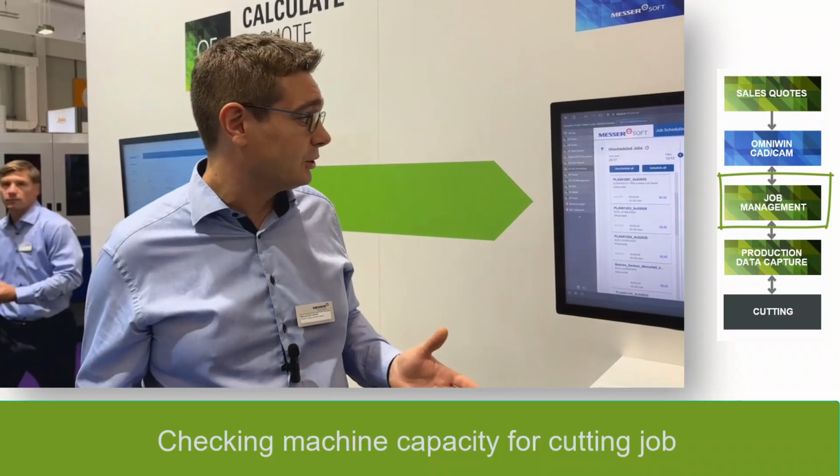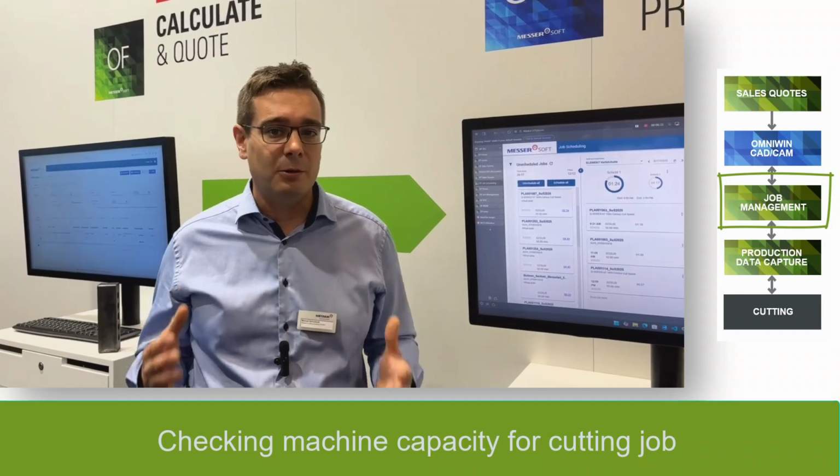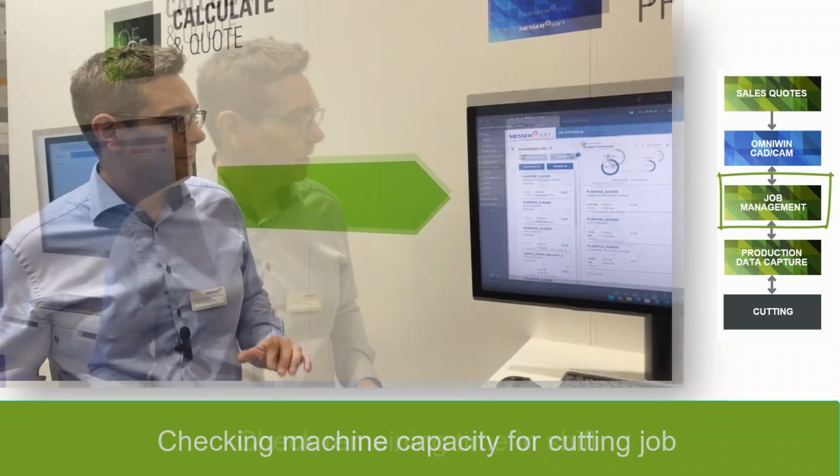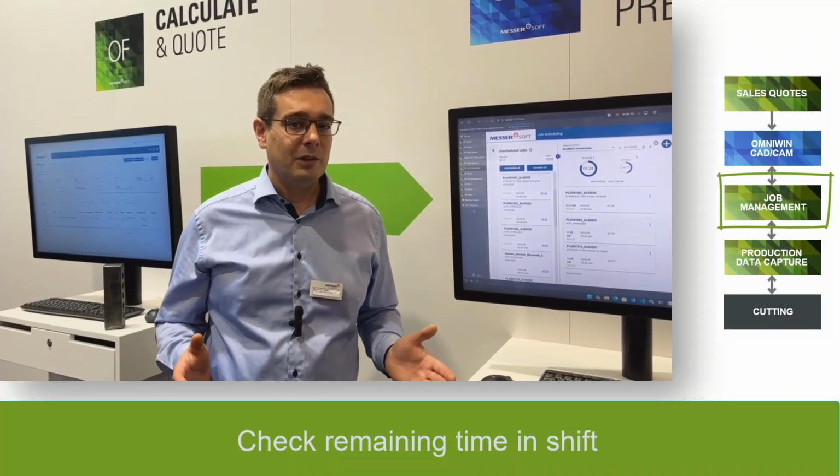After we were able to look at our work list in the job management module, we are now one step further and wanted to assign this job to a specific machine. Of course, it is crucial to know whether we still have enough time available on the machine in the corresponding shift.